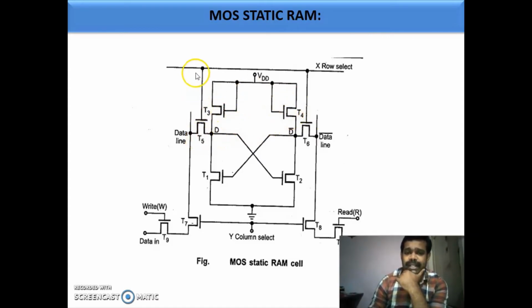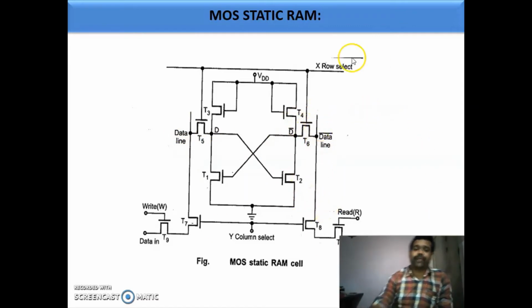T5 and T6 are connected to row select. T5 and T6 are also connected to the data line and data bar line. Now we are going for the working. T7 and T8 are connected to Y column select, and the row select X is connected to T5 and T6.